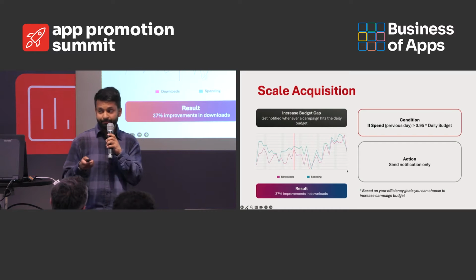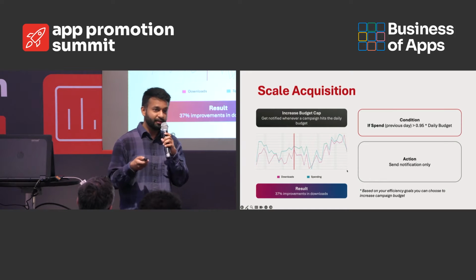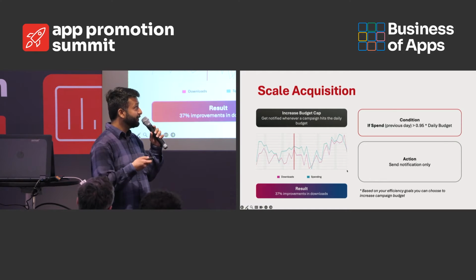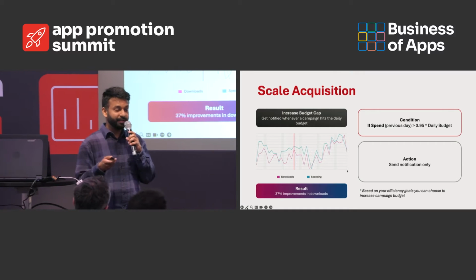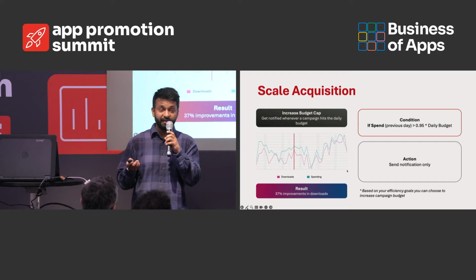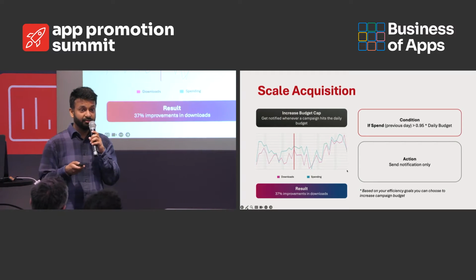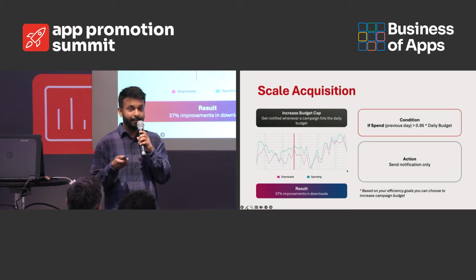So by creating a very simple automation rule where the condition goes like, if your previous day's spend is higher than 95% of your daily budget, you can set a trigger that sends you a notification, either Slack or email notification, and based on the notification, then you can decide whether or not it makes sense for you to increase your campaign budget.